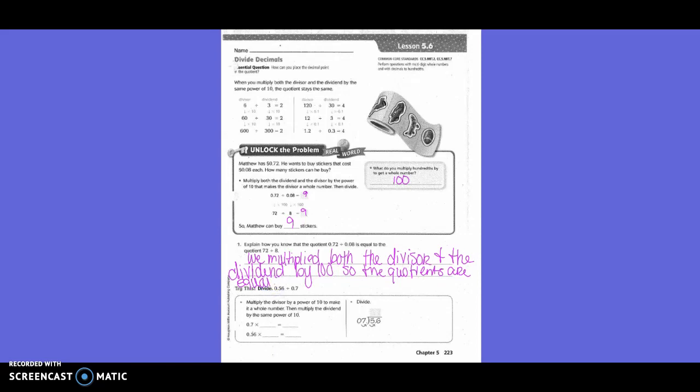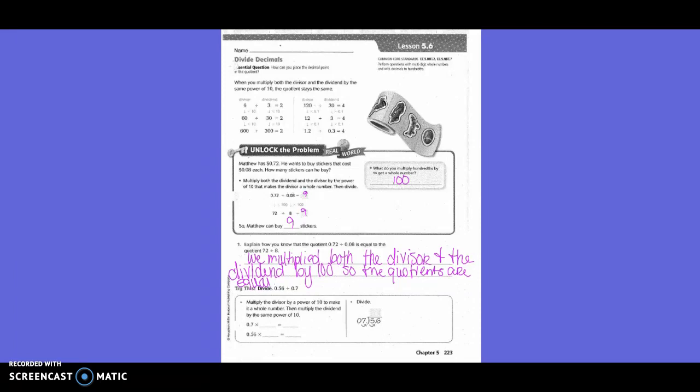Divide 56 hundredths divided by 7 tenths. So multiply the divisor by the power of 10 to make it a whole number, and multiply the dividend by the same power of 10. So basically, you can only multiply by your least amount, right? You can't do 100 on both, right? You can only do tenths.